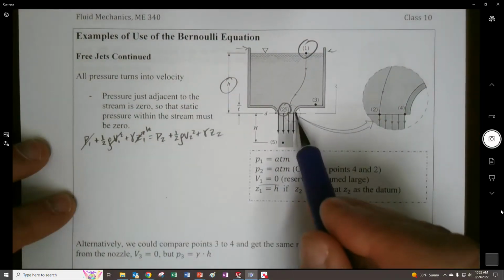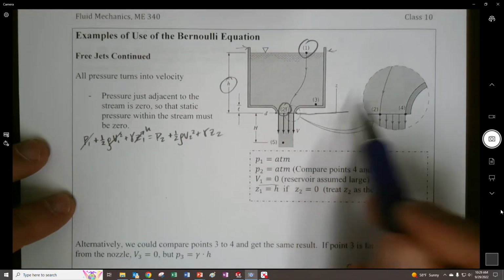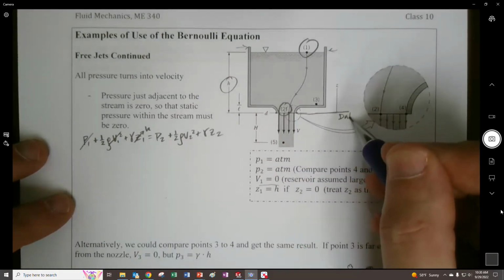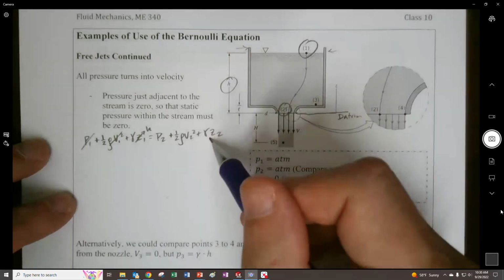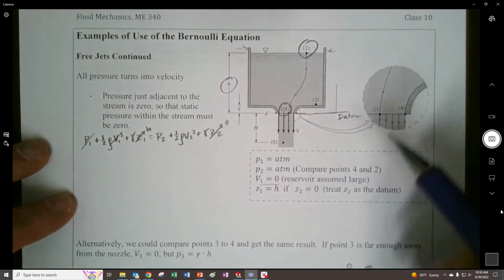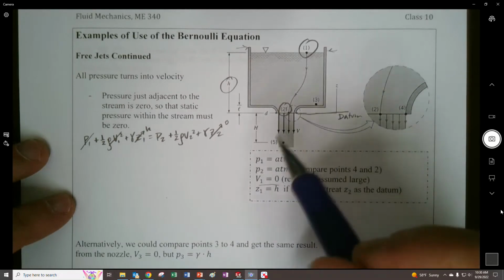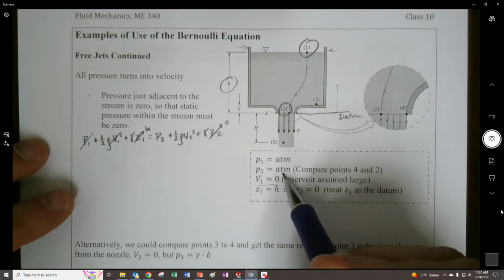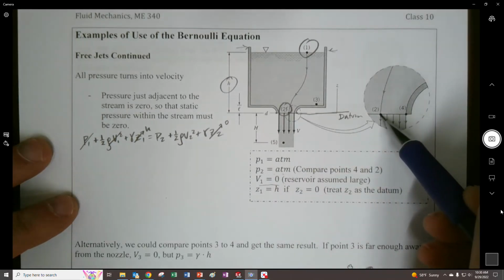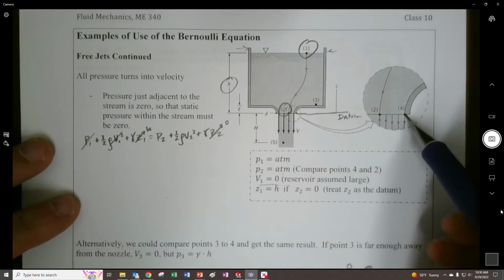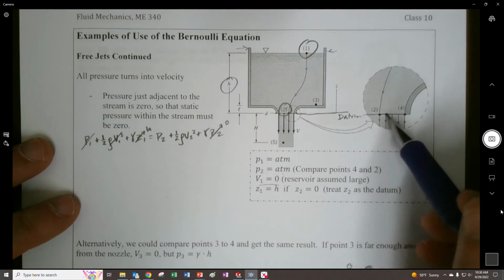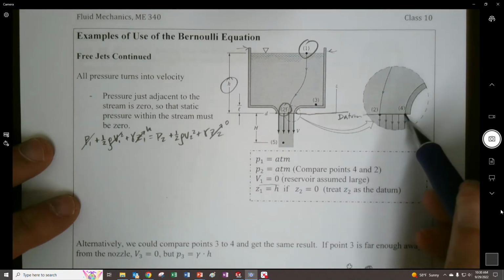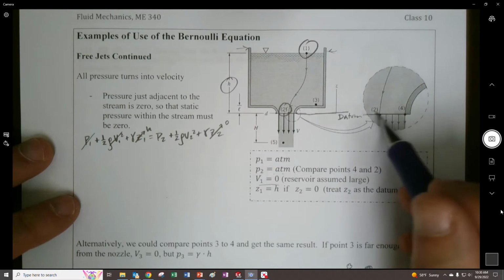And we're going to treat 2 right here as the datum, the reference by which we measure height. So that right there is going to be 0. Now we have a couple questions here. We already have written down that P2 is going to be atmospheric pressure. If you go into this little zoom in and look along here, they have to be the same pressure. There's no reason for it to be different horizontally, so there's not really a pressure gradient horizontally.